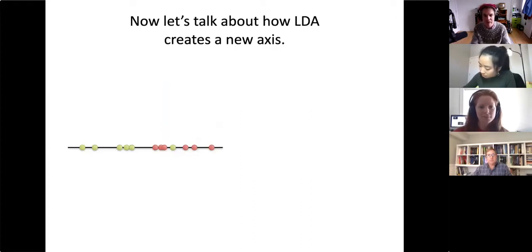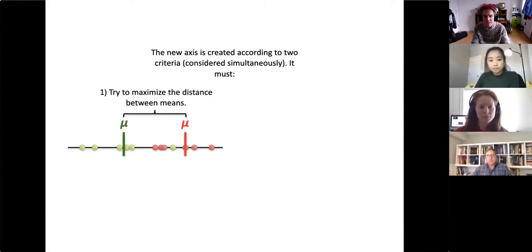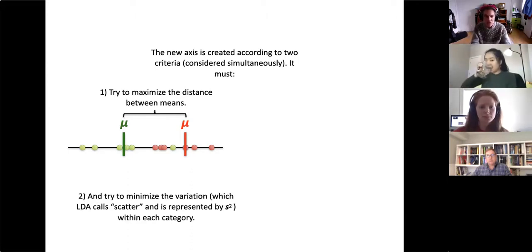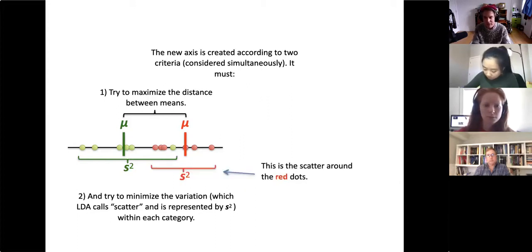Now let's talk about how LDA creates a new axis. The new axis is created according to two criteria considered simultaneously. One, it must try to maximize the distance between the means of the two groups, people that can take the drug and people that can't. And two, we're trying to minimize the variation, which LDA calls scatter and is represented by S squared, within each category. So this is the scatter around the green dots, and this is the scatter around the red dots.